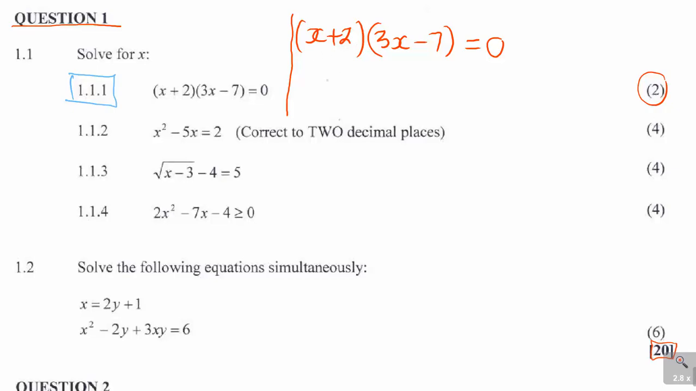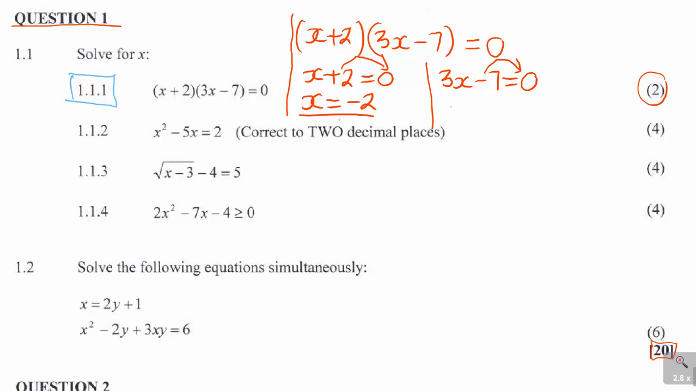So you are saying either the first bracket, which is x plus 2, is equal to 0, or the second bracket, which is 3x minus 7, is equal to 0. That's how you approach it. In the first one, you transpose 2 to the other side, and it will be x is equal to negative 2. That's the first value. Or in the second one, also transpose the negative 7 and it will become positive 7. So you'll have 3x is equal to a positive 7.